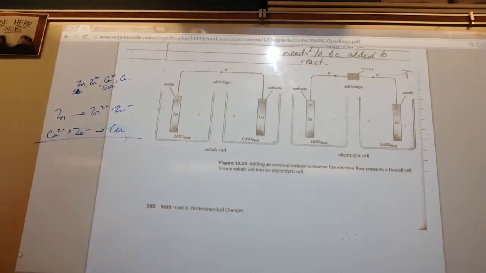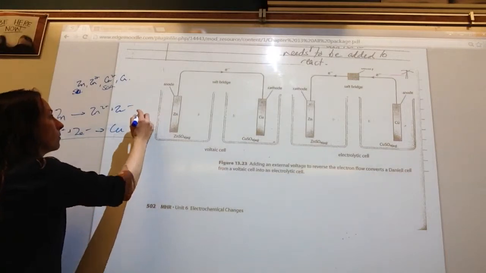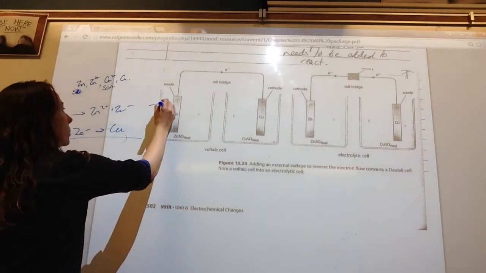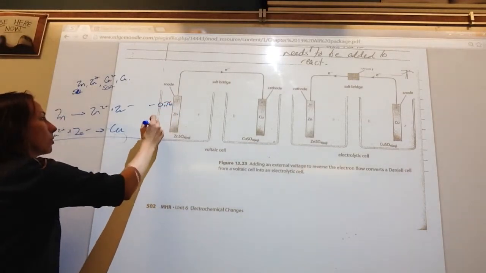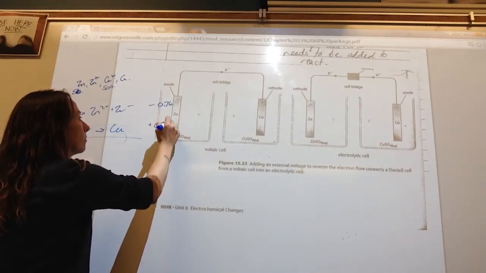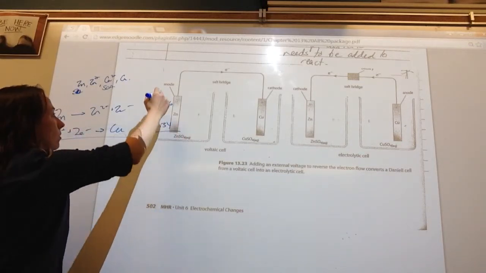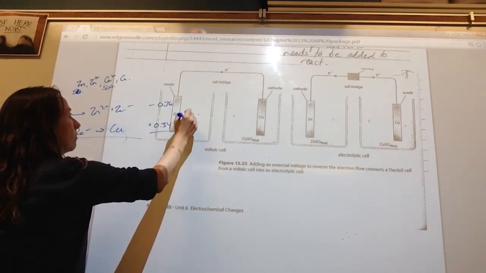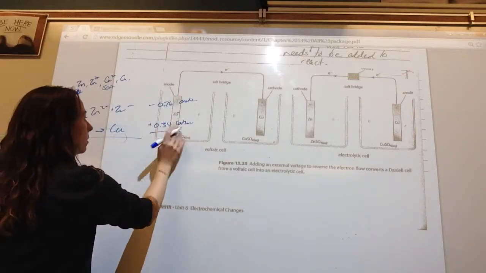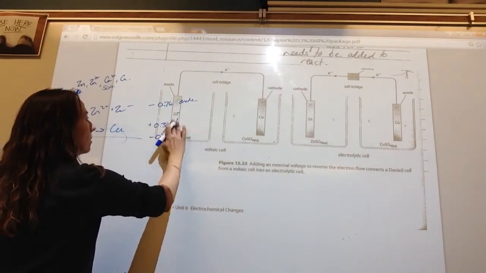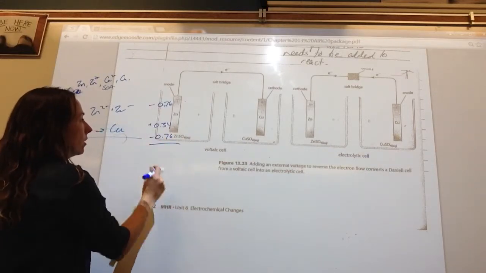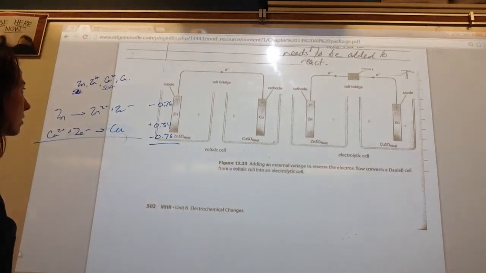What's the voltage of zinc and the voltage of copper? Zinc is -0.76, negative 0.76, and copper on the data booklet is 0.34 positive. And so this is cathode minus anode, or top minus bottom. So the cathode minus the anode is, what? That doesn't work out.